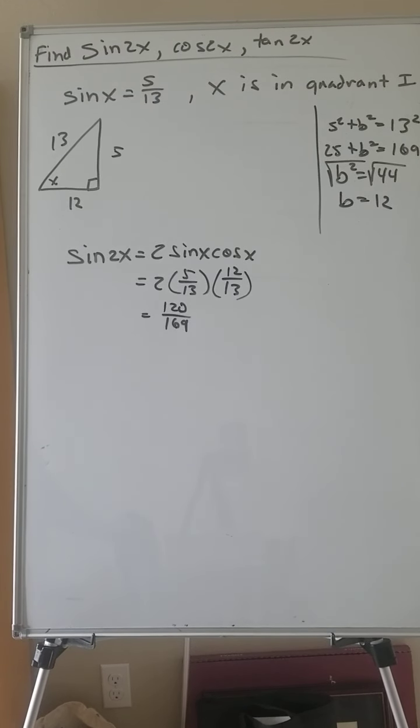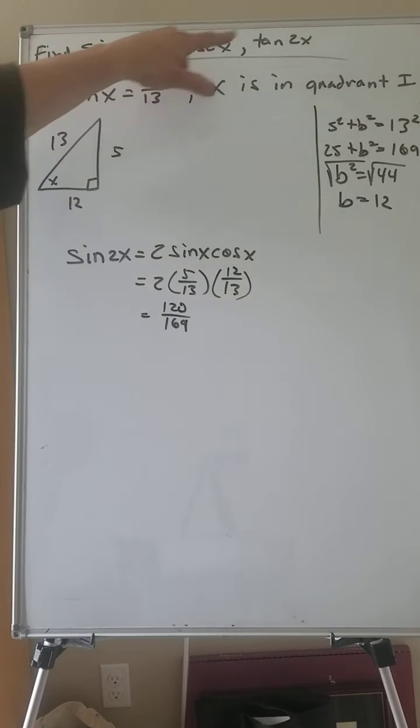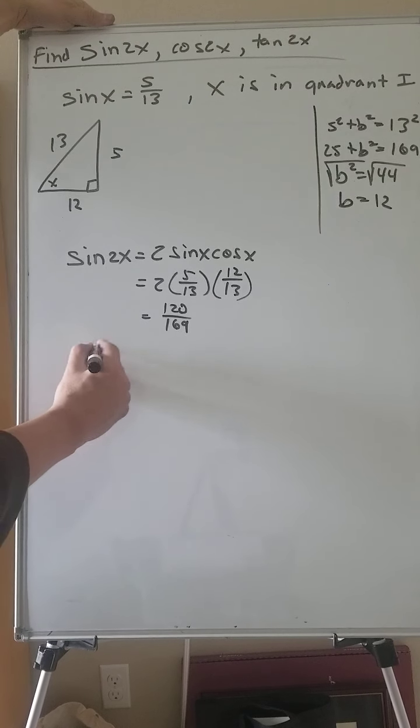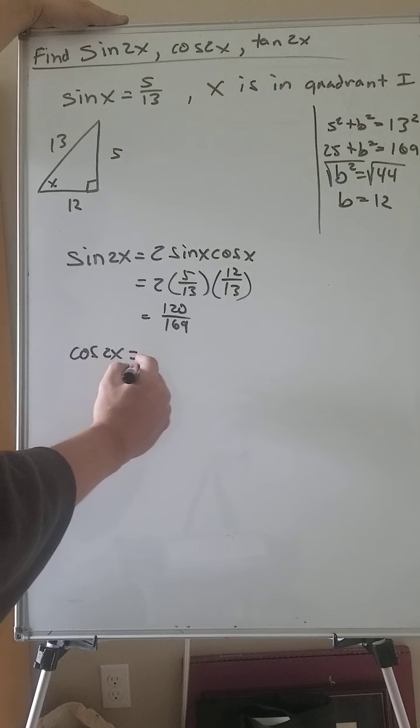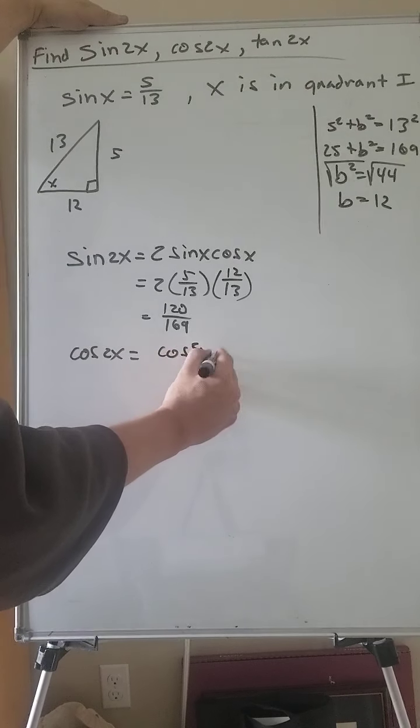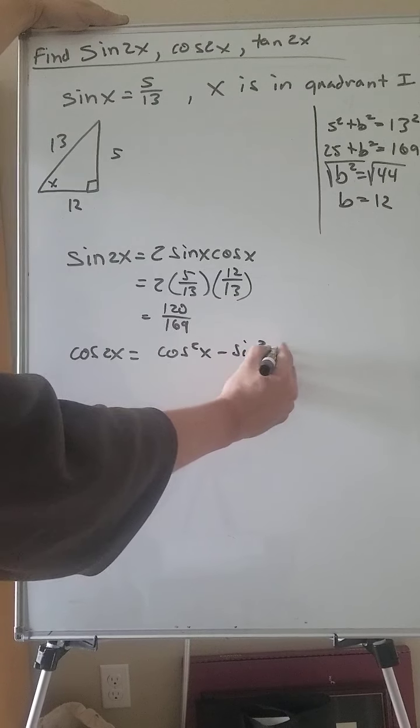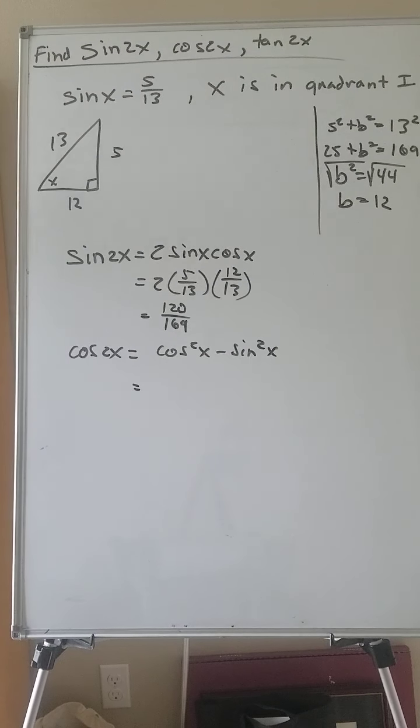Okay. So now I need to find cosine of 2x. Because again, the instructions are to find all three of these. So I'm going to find the cosine of 2x. Now remember, we have 3 versions for cosine. On a problem like this, it doesn't matter which version you use. So I'll just use the first version. Cosine of 2x is equal to cosine squared x minus sine squared x. Doesn't matter which form I use, I'll just use this one.